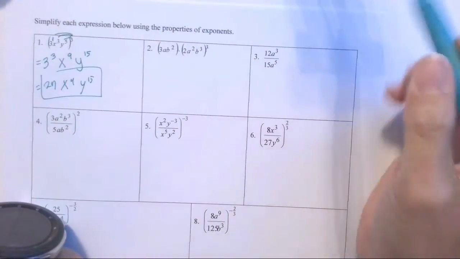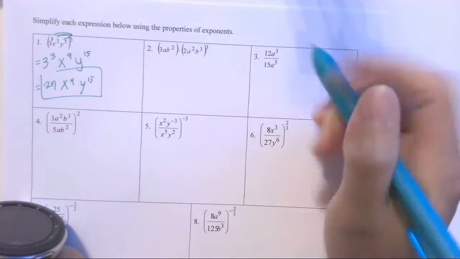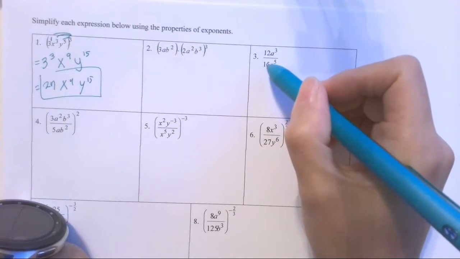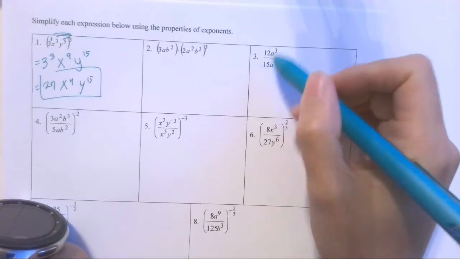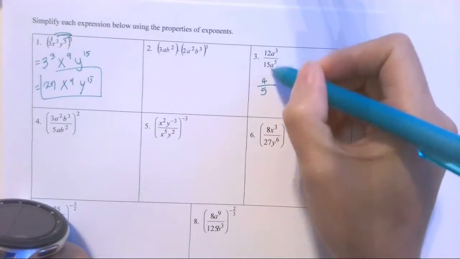Alright, let's look at number 3 together. There's no parentheses with the exponent, so we don't have to worry about it. Now, we're just going to simplify what we can. I have a 12 over 15. Both are divisible by 3, so wouldn't that be 4/5? Right? Alright, now let's do A.